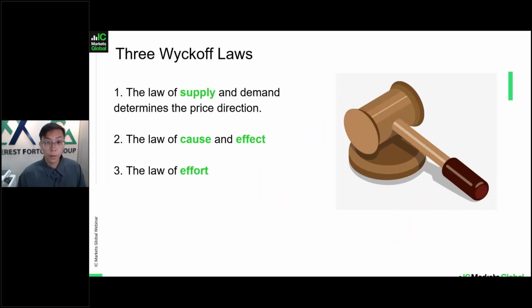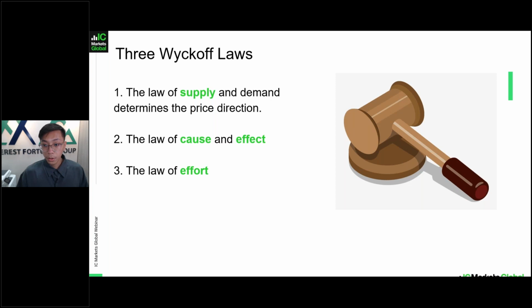so we have three very basic Wyckoff laws. Firstly, the law of supply and demand determines the price direction. We also have the law of cause and effect. Cause and effect meaning buyers accumulating, what's the effect? Bullish run. And for sellers accumulating, what's the effect? Bearish run.